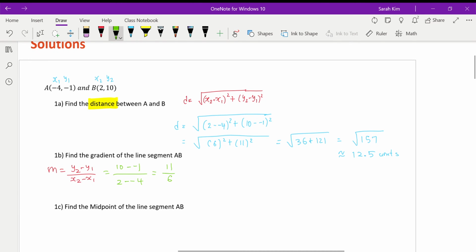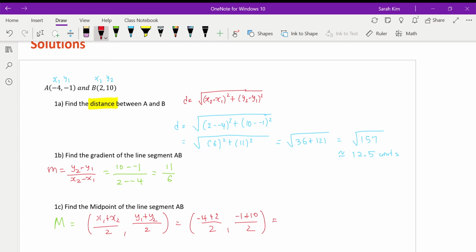Midpoint. Now, midpoint we use capital M, so just be careful. So it's a coordinate. It's x1 plus x2 divided by 2. It's the average of the x's. And it's y1 plus y2 over 2. Alright, so remember it's a coordinate. Don't add them together. x1 is negative 4, x2 is 2, y1 is negative 1, plus 10, over 2.